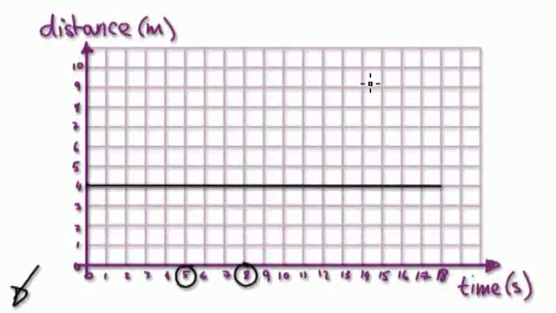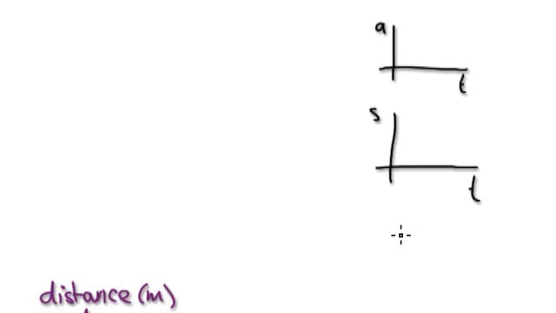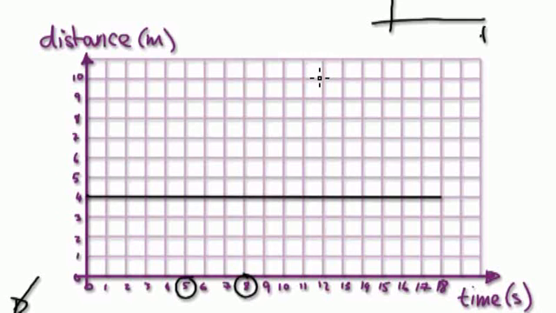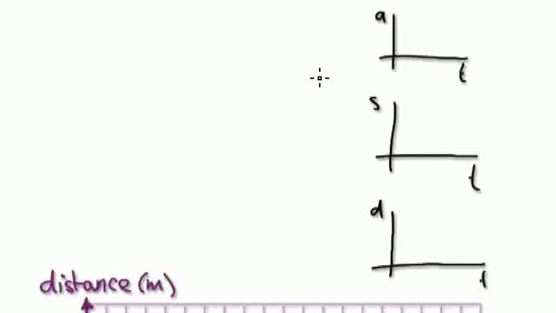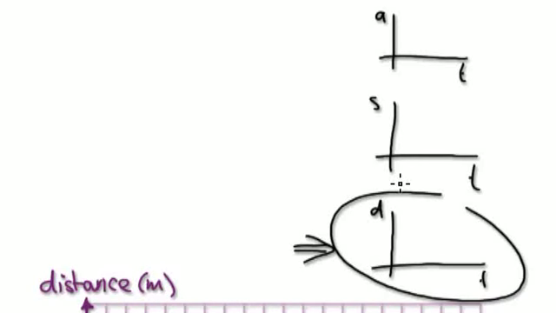Whenever you're given a graph, try to visualize the three graphs inside your mind. You've got the acceleration time graph, the speed time graph, and the distance time graph. Try to identify which one I'm talking about. In this case, I'm talking about the distance time graph. Once you've got this inside your mind, it really helps.